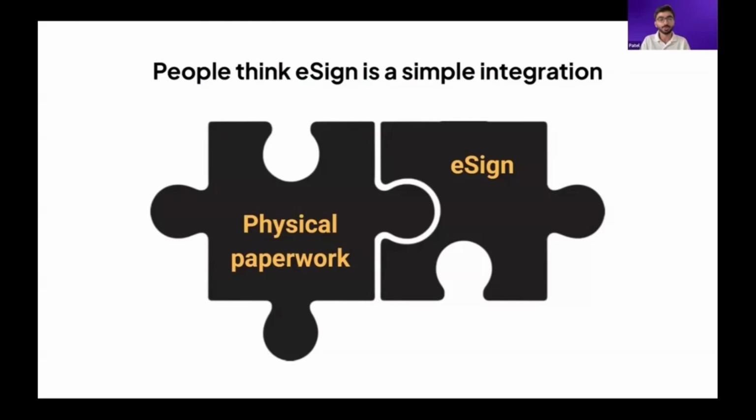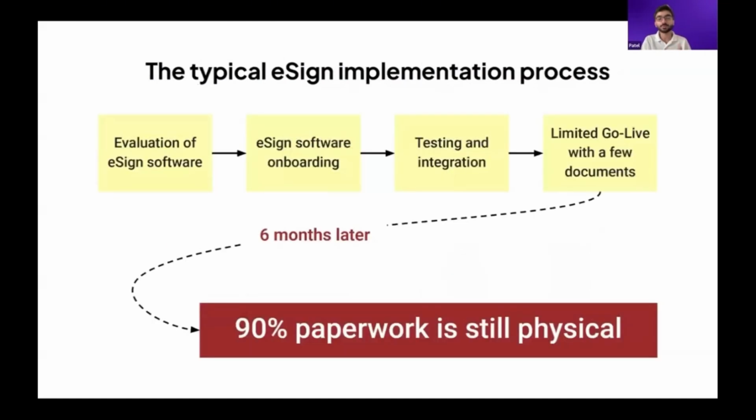But this is not true, right? Reality is a lot more complicated than that. The typical eSign implementation process, especially for high volume rural use cases, often looks like what we're showing you on screen, right? You conduct a months long evaluation of eSign software with great excitement. You onboard it, you perform testing and integration in a few settings, and then you do a scaled limited go live in a few branches.